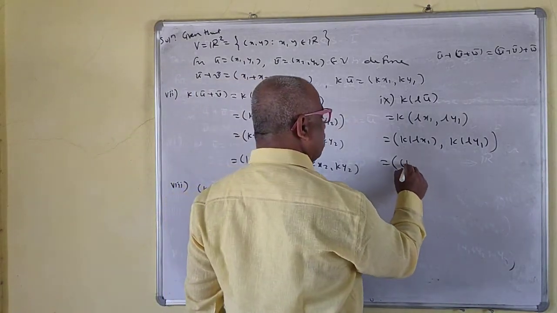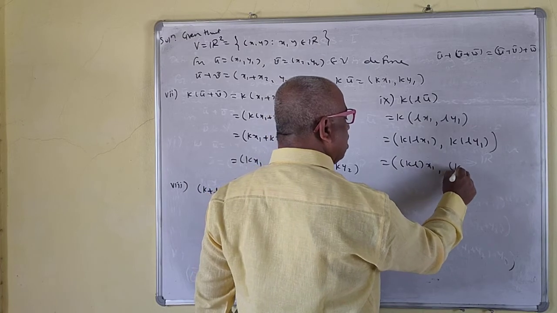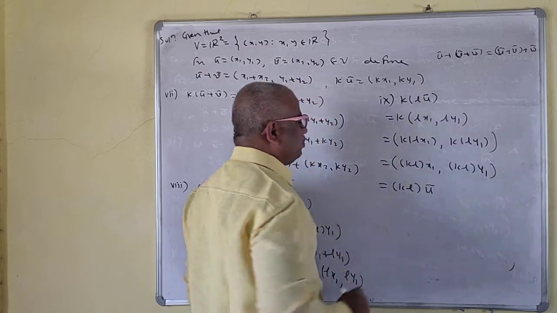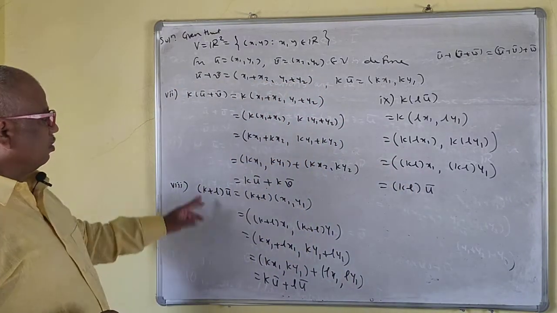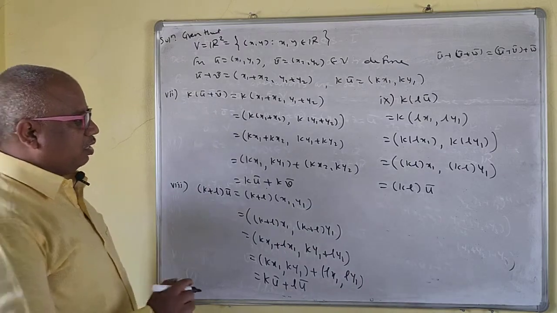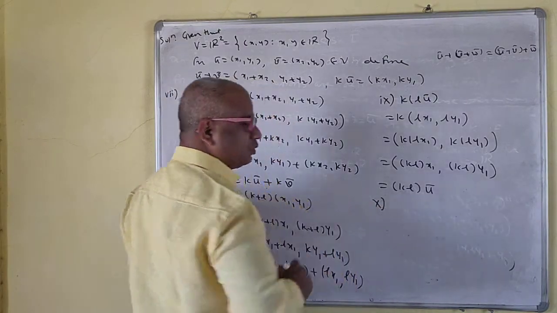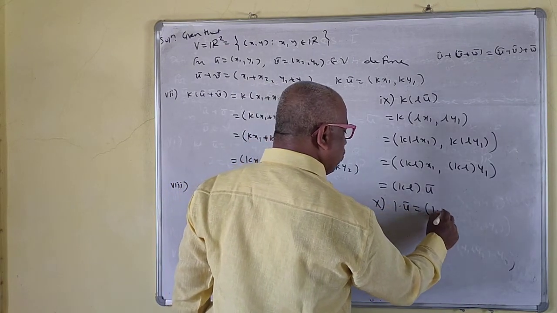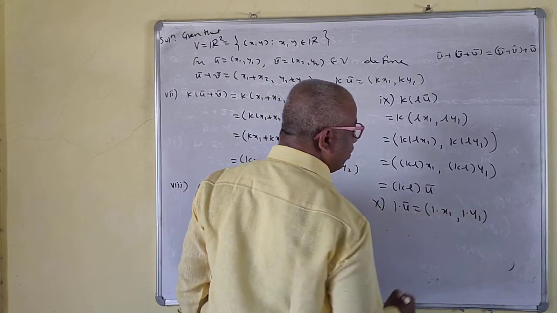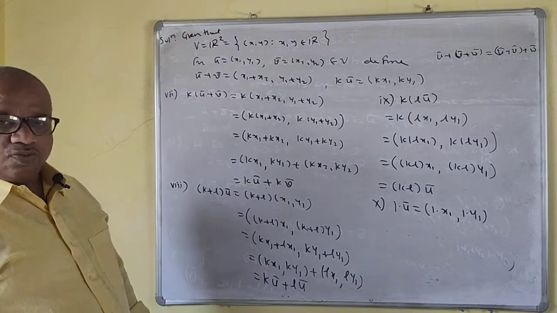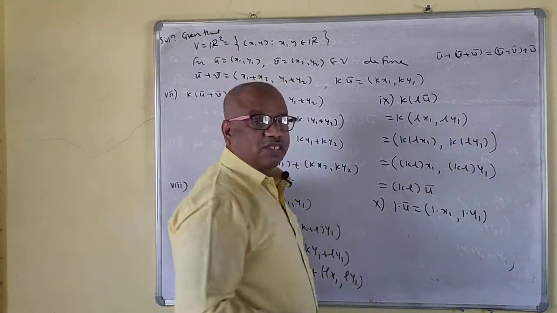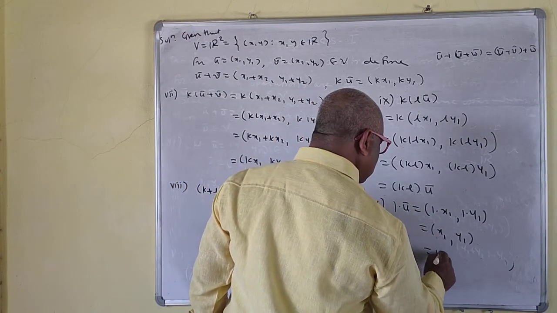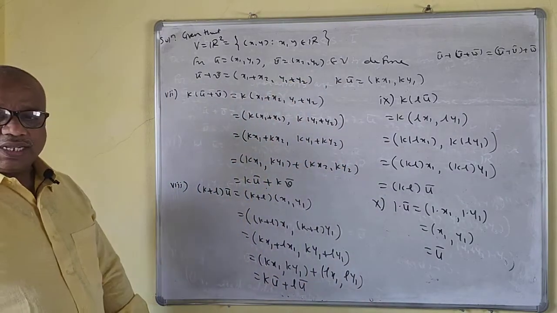So we can write this as what? k(l x1, l y1), and this is what then? k l u bar. Okay, so we got this. So the ninth axiom is also satisfied here. Now the last one. 1 into u bar is the same as what? 1 into x1, 1 into y1. But 1 is a real number, x1 is a real number. So 1 into x1 is what? x1, y1. So this is what? u bar. So 1 into u bar is the same as u bar.